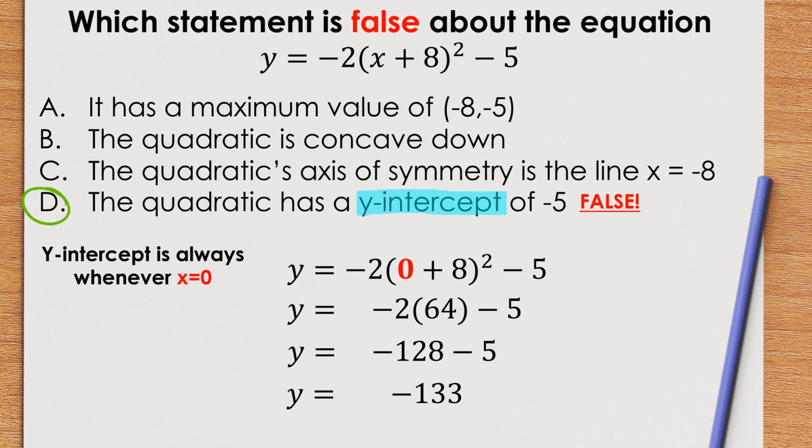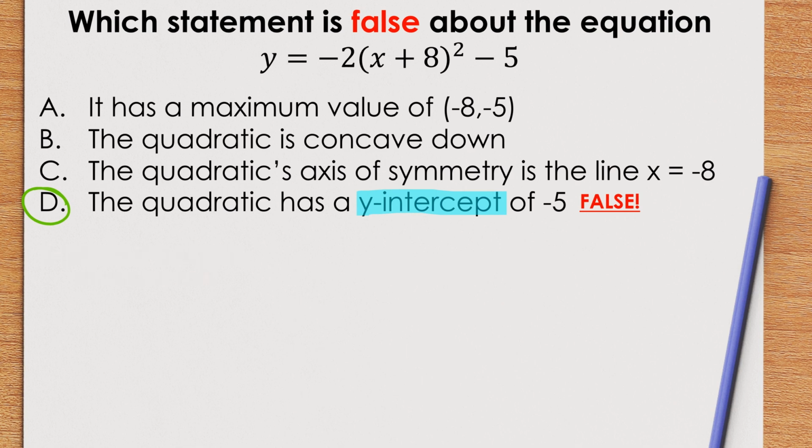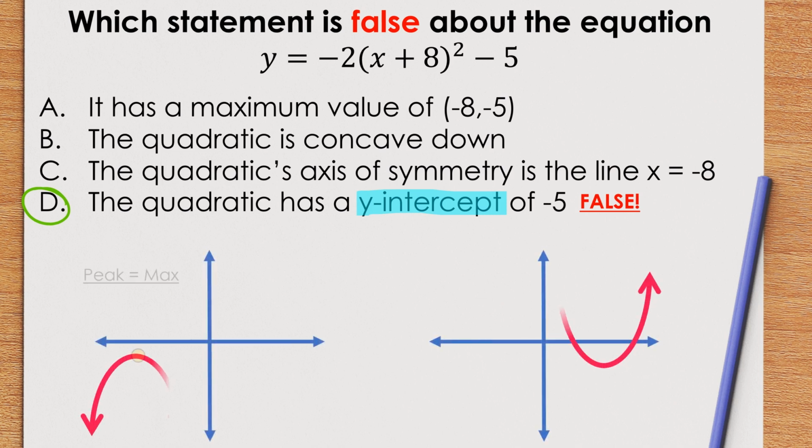You could simply circle this answer and move on, but for teaching purposes, I'll go over the rest of the choices too. Choice A states that the maximum of the quadratic is negative 8, negative 5. But what are maximums and minimums in the first place? Well, you already know that every quadratic has a vertex. That vertex can be located at a peak or a valley.